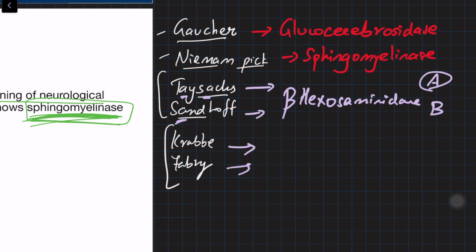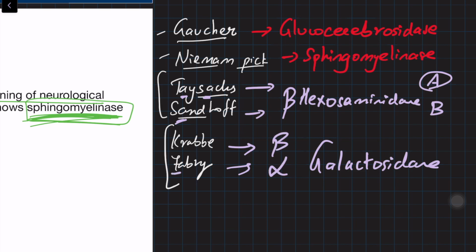Krabbe Fabry, very rhyming, no? So these both are galactosidase. Krabbe is beta, Fabry is alpha. F comes first, so give alpha. Krabbe, K comes second, next to F, so beta. Krabbe, Fabry: beta galactosidase, Fabry is alpha.